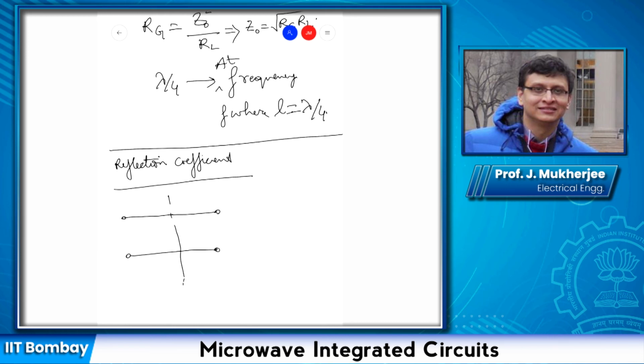and say I consider a distance x, but x is from the source, not from the load, and say at this point the input impedance as a function of x is Zin of x. Say the amplitude of the wave traveling in the positive x direction is v plus x, and the amplitude is v minus x for the wave traveling in the negative x direction, and say our load is ZL.